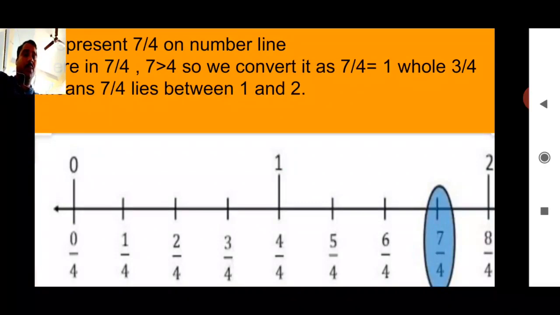Here, represent 7 by 4 on the number line. In 7 by 4, 7 is greater than 4, which means p is greater than q, so we convert it as 1 whole 3 by 4, because we can write 7 by 4 as 4 ones are 4, 1 remainder 3 by 4. Okay, so this number lies between 1 and 2.